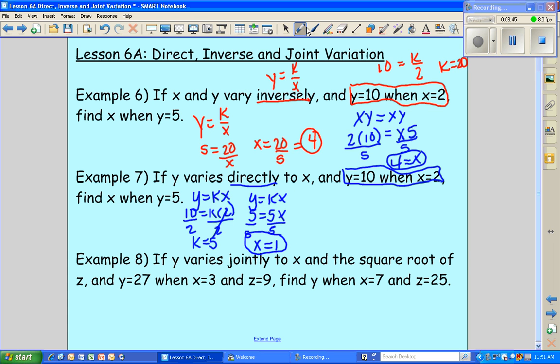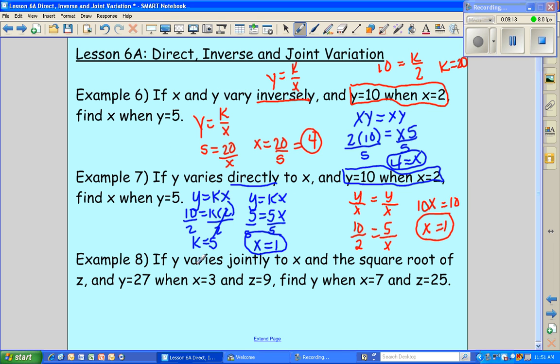Or, if you choose, you may switch over to the other formula and say y over x equals y over x. And you know 10 over 2 is equal to 5 over x. Cross multiply, you get 10x equals 10. And you can solve it that way, and you should get the same answer. So either way, you're going to get the same answer.